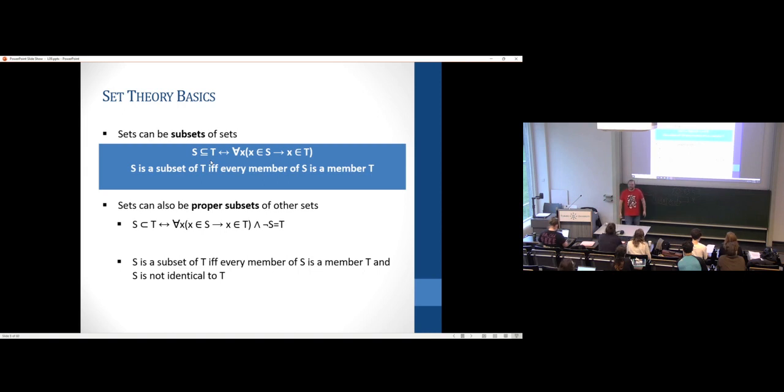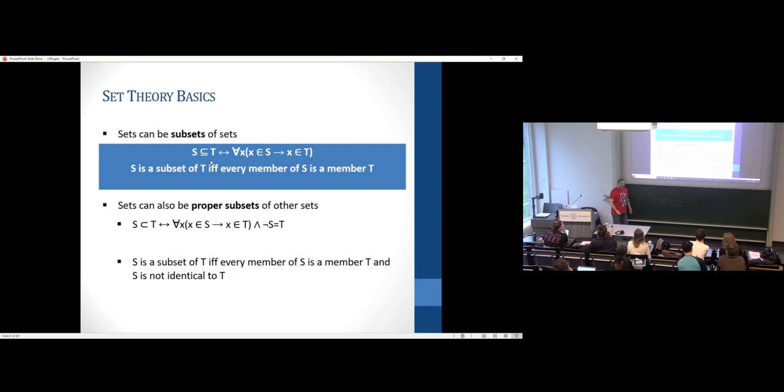So S is a subset of T if and only if everyone who's a member of S is a member of T. Put another way, S is a subset of T if everybody who's in the group S is also in the group T. T could be bigger. It might have more people. Or it might be the same set. That's what it means to be less than or equal to.